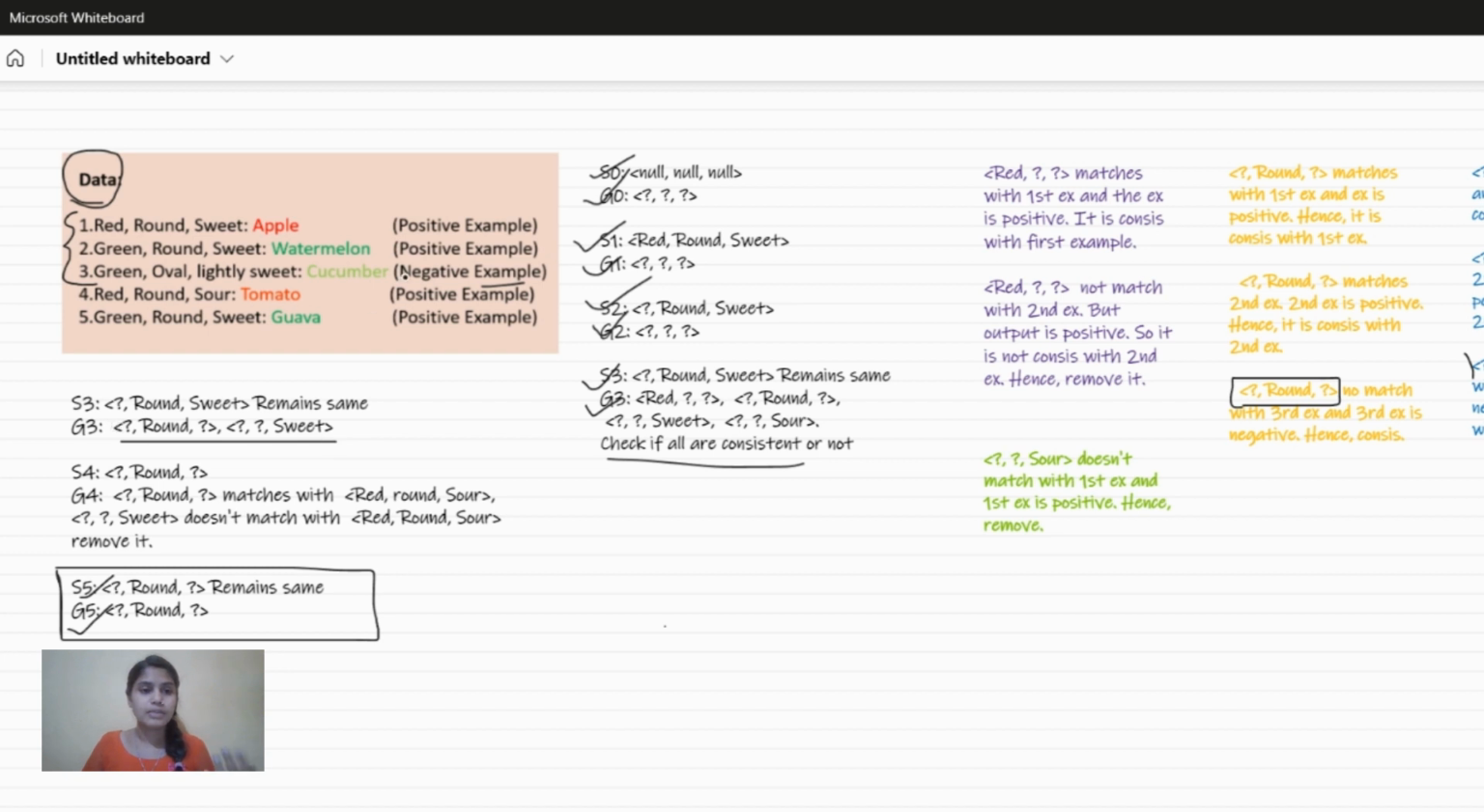And we are moving from negative to positive, from 3 to 4. So we will compare this. This hypothesis attributes match with the fourth example, so we retained it. And this hypothesis attributes didn't match, so we removed it. And after that we again got a positive example. So there is nothing to change in S5 from this to this. After comparing also we saw that nothing is there to change. And the general hypothesis will remain same as it is.